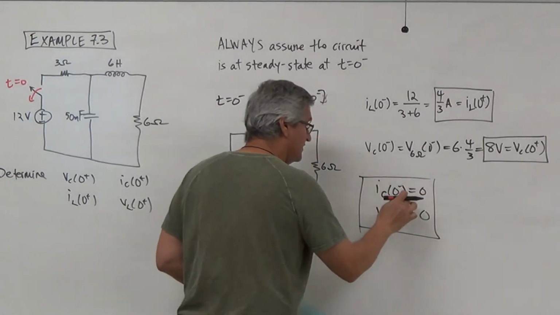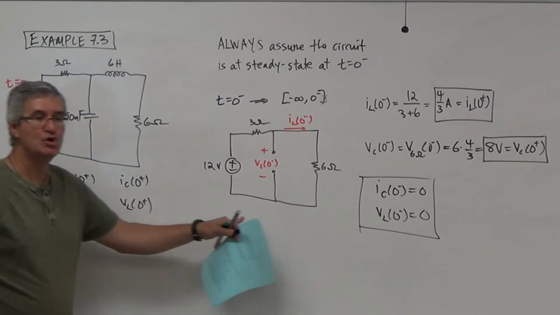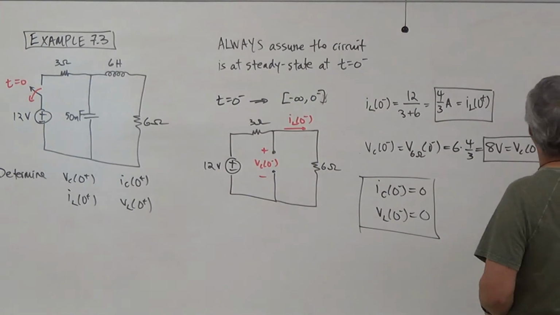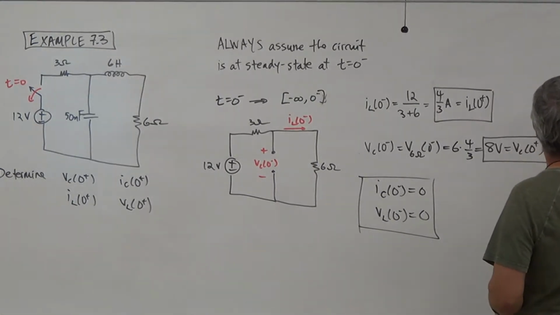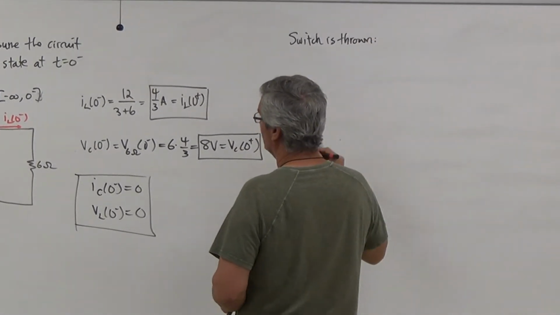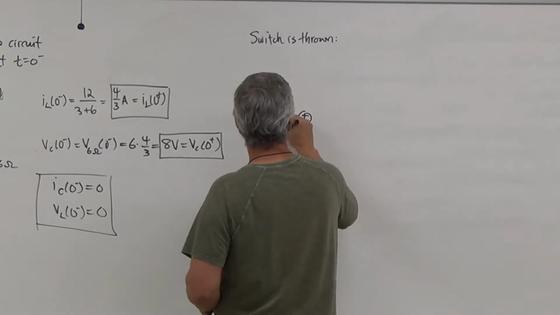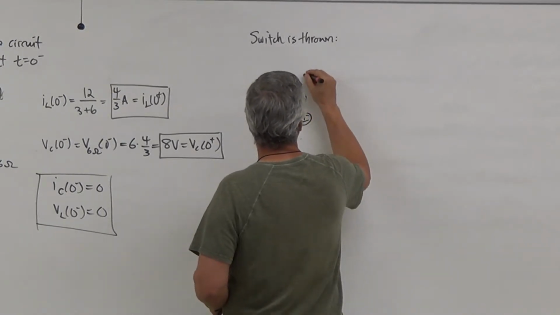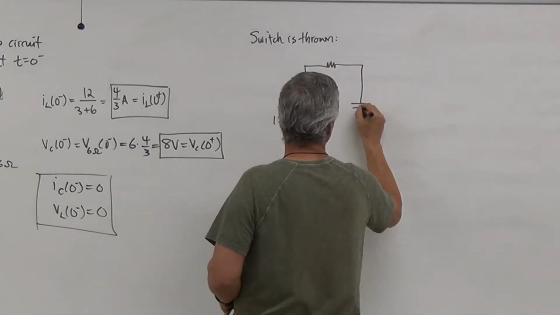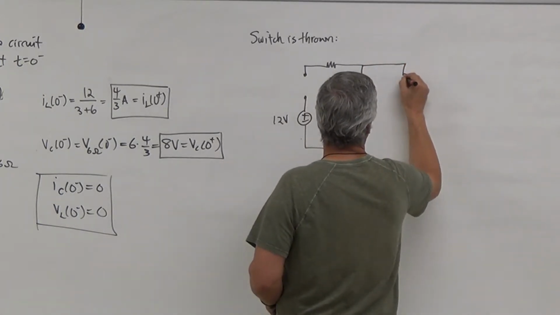Okay? This does not help me to calculate these. Why? They're not the same. So now, what happens here? Now the switch is thrown. And now my circuit looks like this here. Right? This guy has now been disconnected, so I got an open. So right away, I have this, and I have this inductor like this.